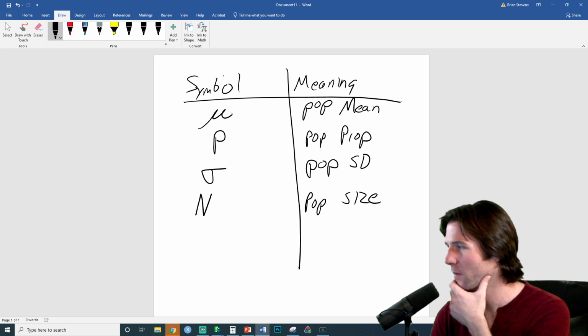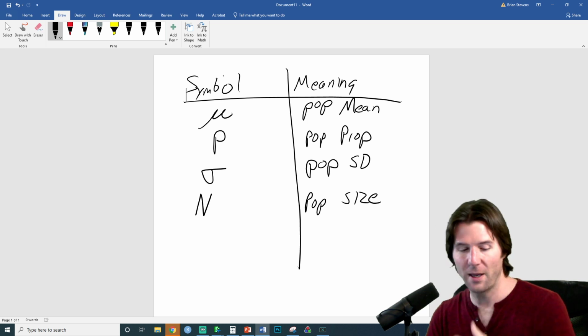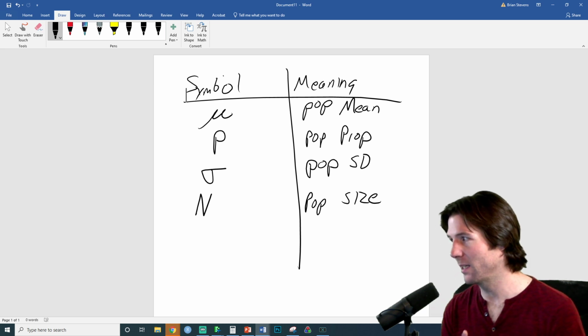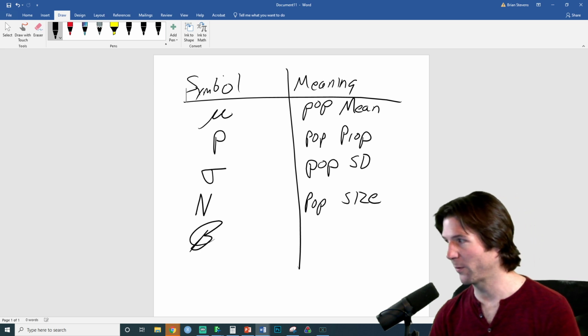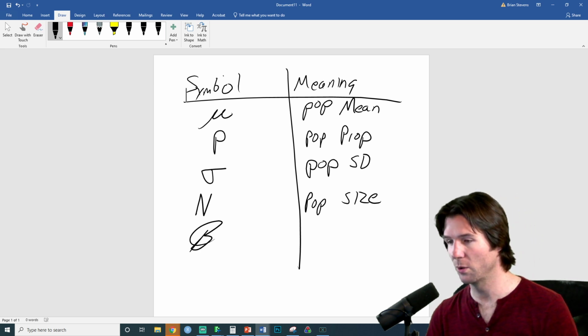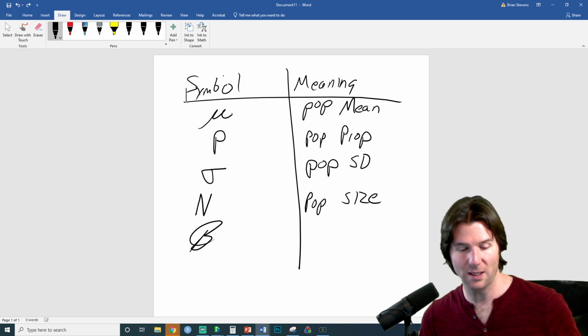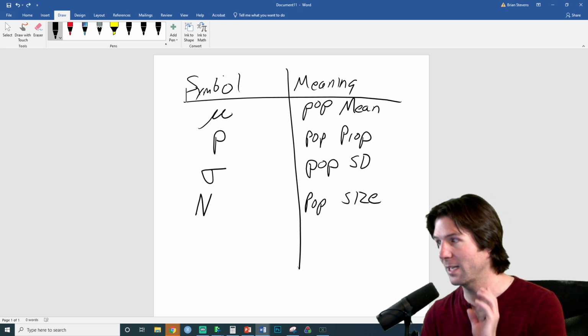I'm trying to think of other Greek letters, but we really don't use them that much. We have beta. I know you're thinking beta type 2 error, but beta is also the beta weights for regression, the true coefficient of a regression, but that's not on this test. So pretend I didn't write that.